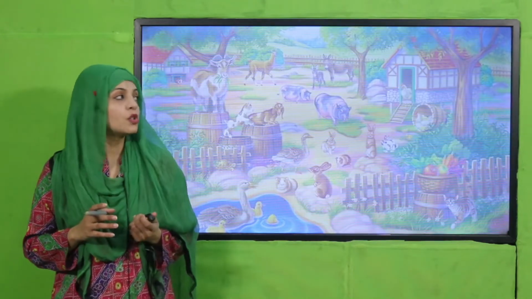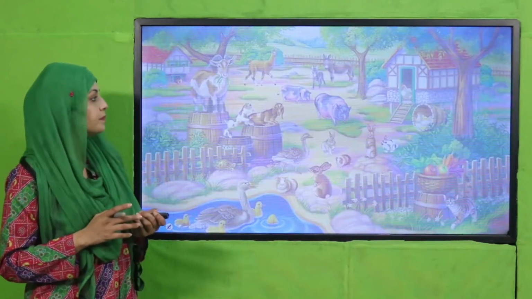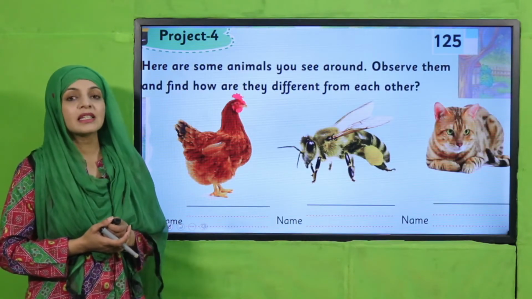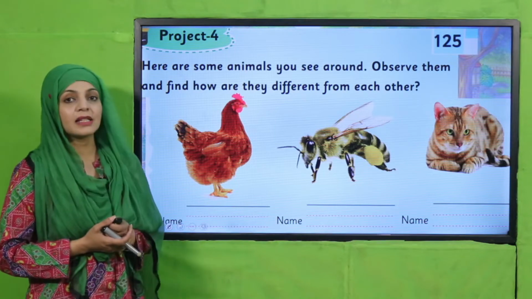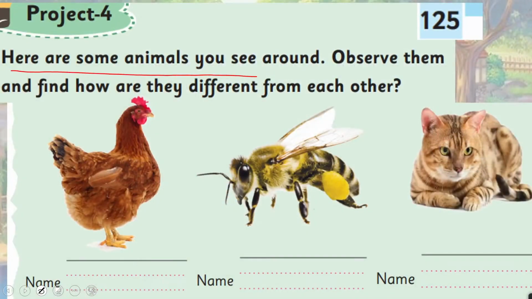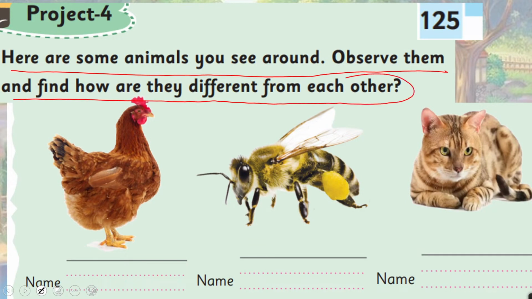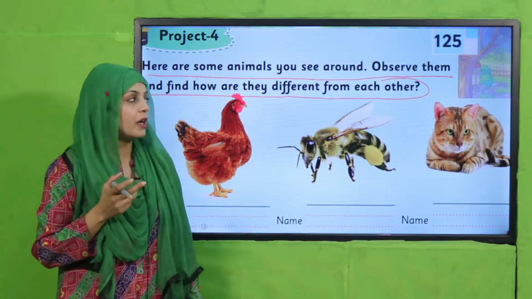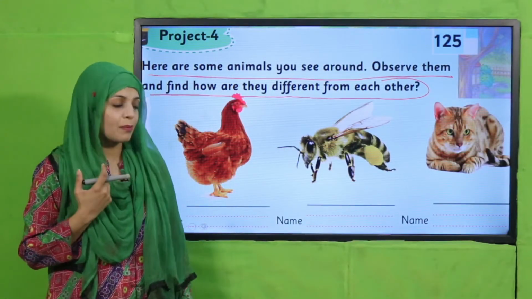So, now let's move forward towards project number 4. Here you can see some animals on your screen. Let's see the instructions. It is given on page number 125. Here are some animals you see around. Observe them and find how they are different from each other. आपको यहाँ कुछ जानवर नजर आ रहे हैं. आपने इनको ऑब्जर्व करना है और बताना है कि ये एक दूसरे से कैसे मुख्तलिफ हैं.